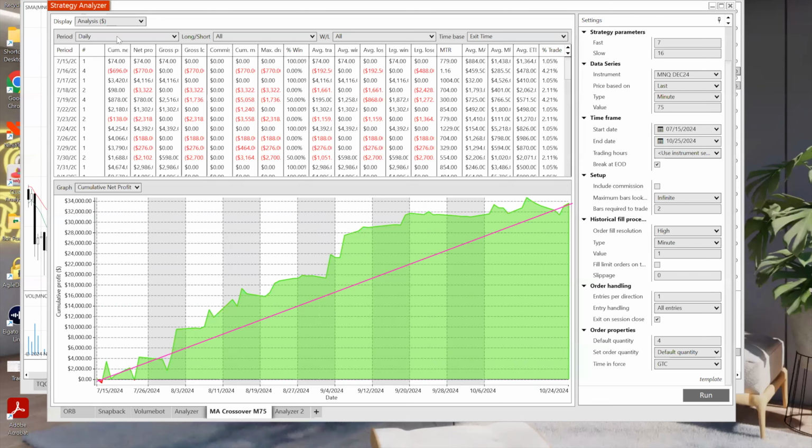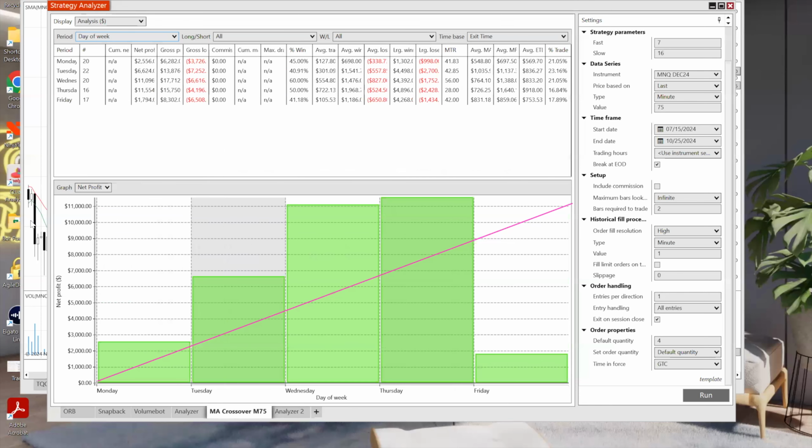Now, what you'll also notice is that this backtest can also show us days of the week.